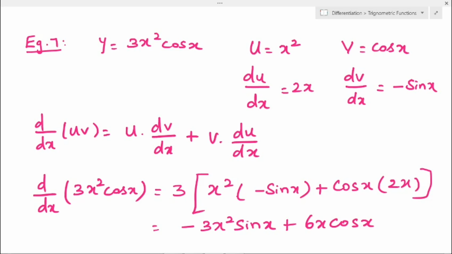So this is how we have to find the derivatives of trigonometric functions.